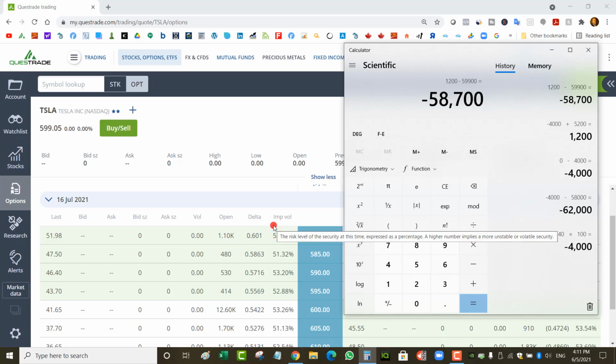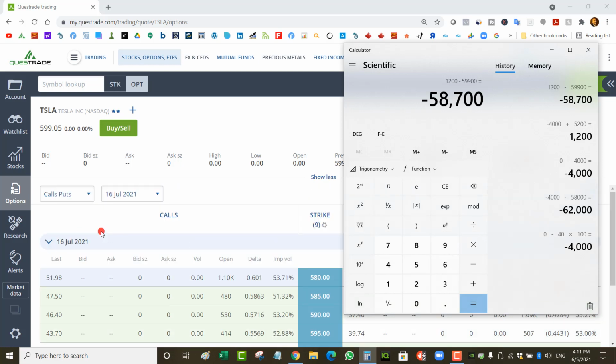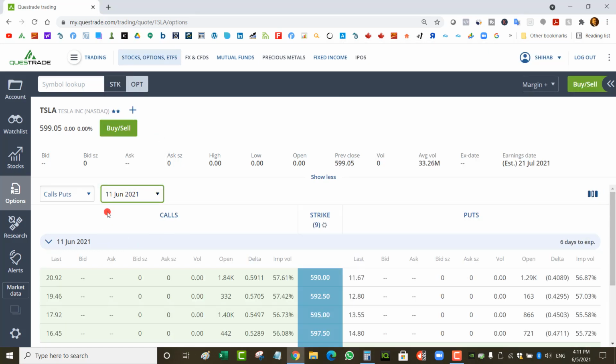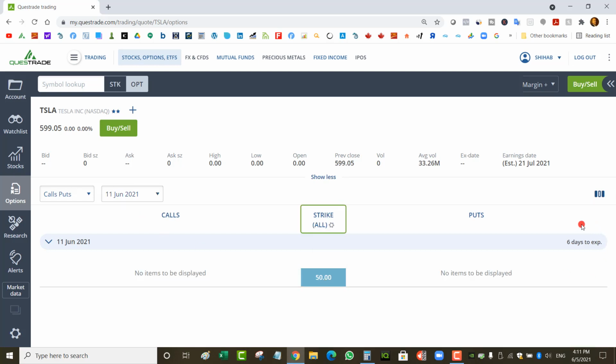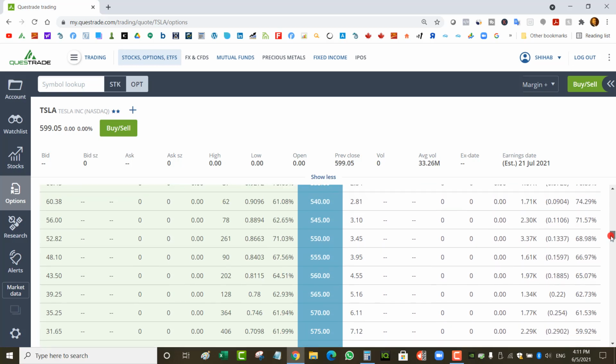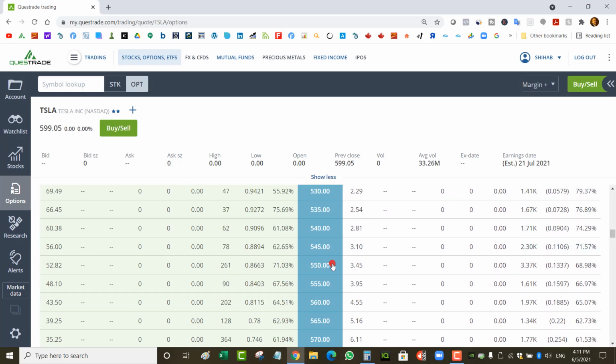Now this is an extreme example because it is a July 16 expiry, so there's a lot of extrinsic value left. So let's look at a closer example. Let's look at the June 11th example, and let's look at a strike that's more in the money. So let's look at the 550 strike over here, okay? And assuming that this is accurate, this looks like a better example. So I'm looking at the 550 strike.